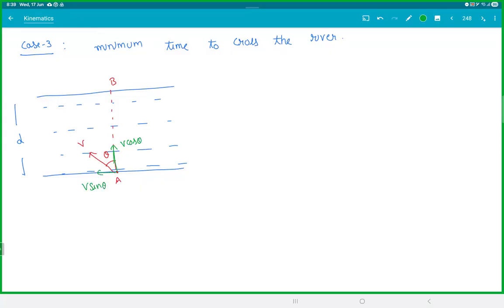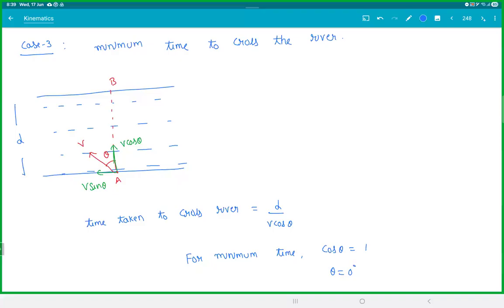So the time taken to cross the river will be d by V cos theta. And you can clearly see if you want to make this maximum or minimum, cos theta has to be maximum. For minimum time, cos theta is 1. Basically, theta is 0 degree.